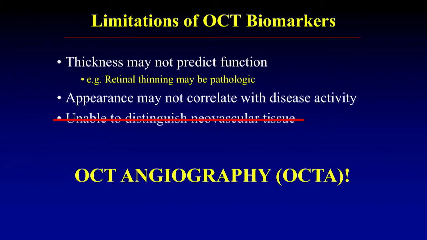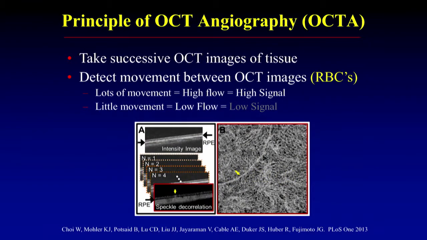Well, now we have OCT angiography, which can really help define where the neovascular tissue is on these images. The principle of OCTA is that you basically take a number of OCT images of a select piece of tissue, and then you detect movement between the images. And really, you're looking at red blood cell movement within blood vessels. So if you see lots of movement, there's high flow through the blood vessels and you get high signal. If there's little or no movement, then you get no signal.